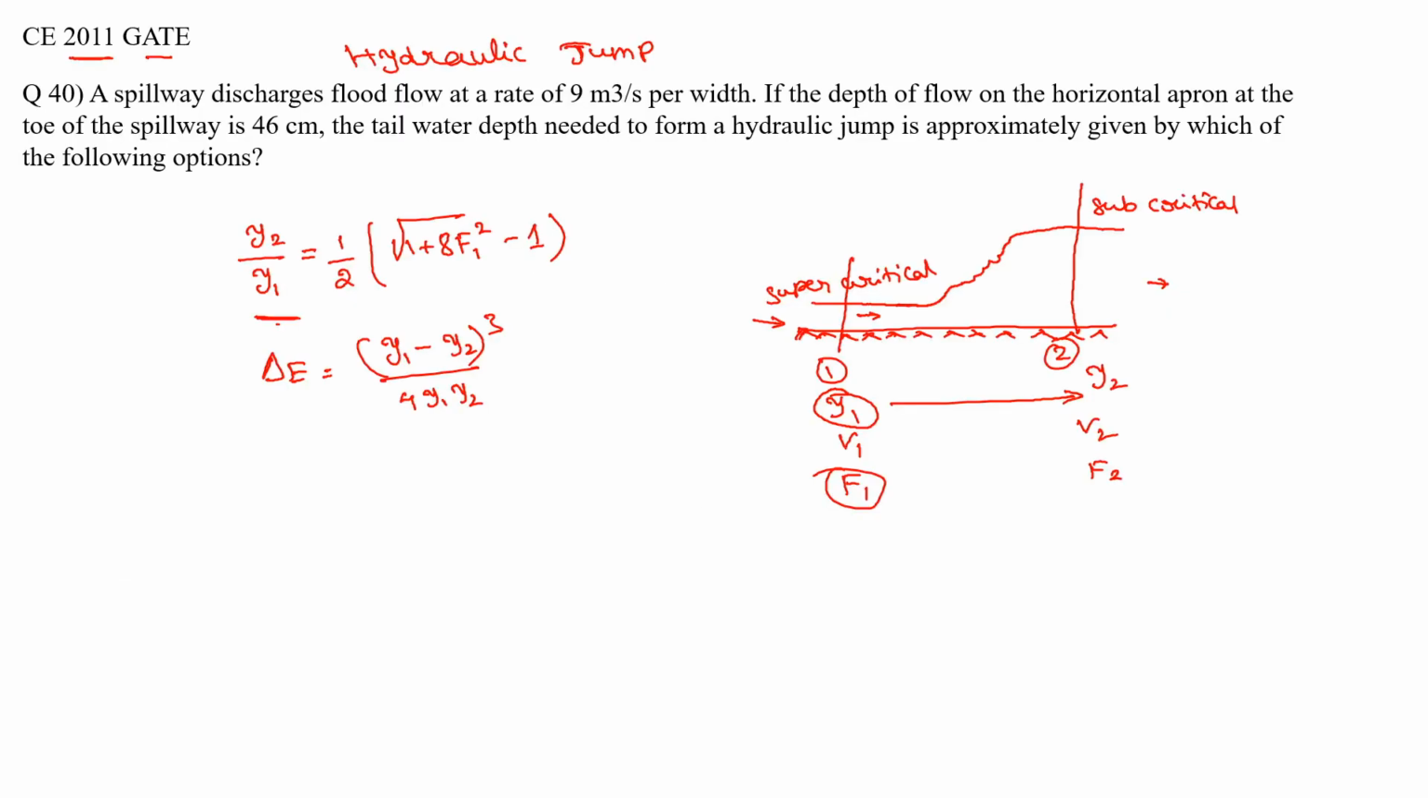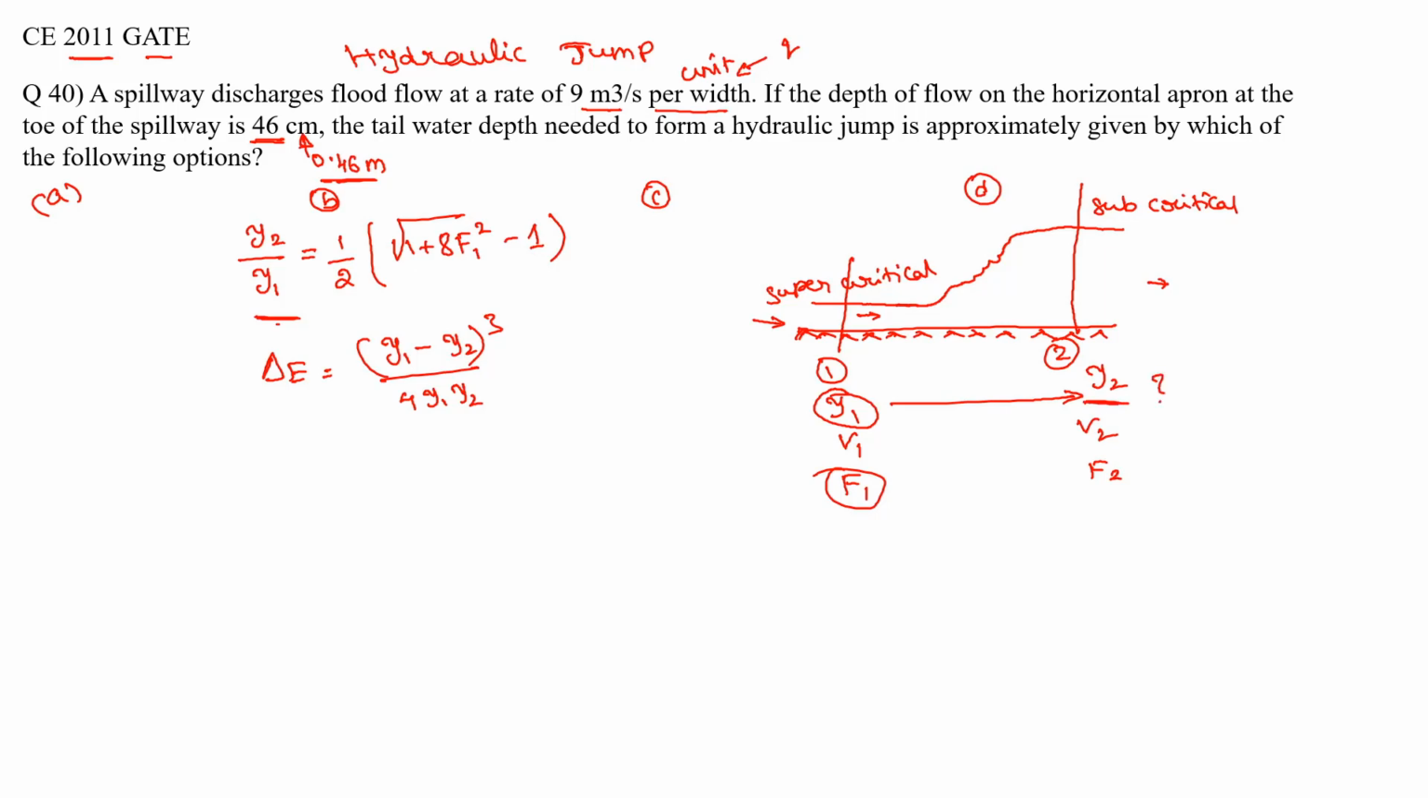The question is as follows: a spillway discharges a flood flow at a rate of 9 meter cube per second per unit width. Per unit width means they have given us small q. If the depth of the flow on the horizontal apron at the toe of the spillway is 0.46 meters, the tailwater depth needed to form a hydraulic jump is approximately given by which of the following options. The options A, B, C are given. So essentially we need to calculate the y2 value.